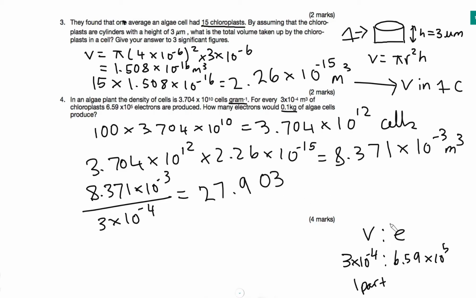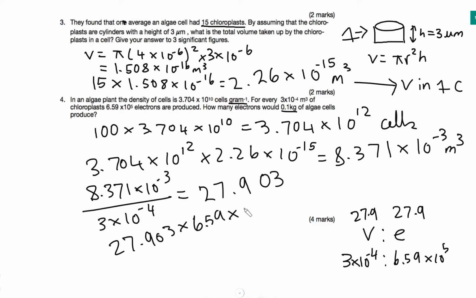27.903. So we've now actually got 27.9 parts of this, so of course we must have 27.9 parts of electrons. So if we do 27.903 times 6.59 times 10 to the 5, we end up with 1.839 times 10 to the 7 electrons. And that's our final answer.